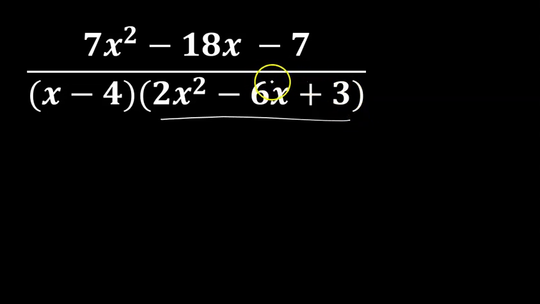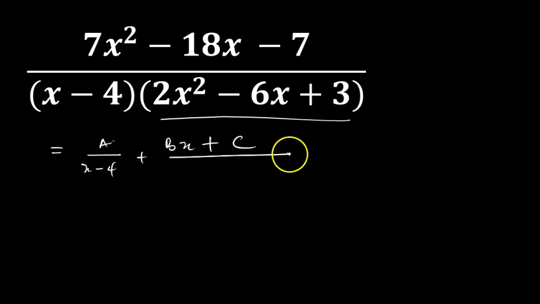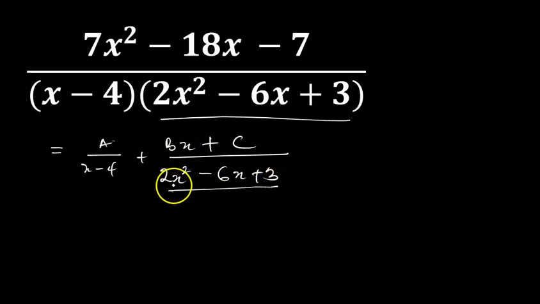If I want to decompose this partial fraction, I'll be decomposing it into a over (x minus 4) plus (bx plus c) over (2x squared minus 6x plus 3). Now what I want you to notice is the power of the numerator on this denominator that cannot be factorized. Because I have 2x squared here, I have x squared, so the first power here will be what?